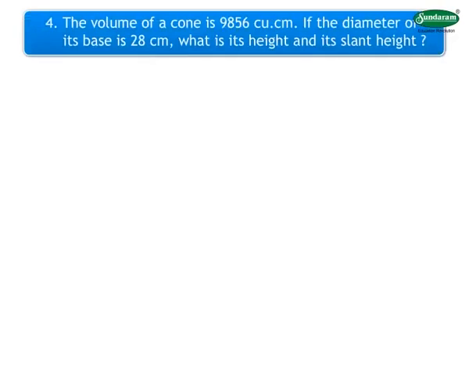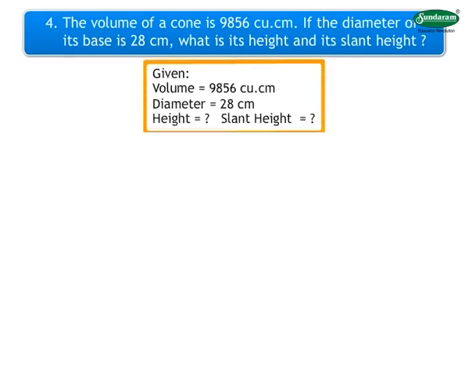4. The volume of a cone is 9856 cubic centimeter. If the diameter of its base is 28 centimeter, what is its height and its slant height? Given volume is equal to 9856 cubic centimeter. Diameter is equal to 28 centimeter. We have to find the height and the slant height of the cone.